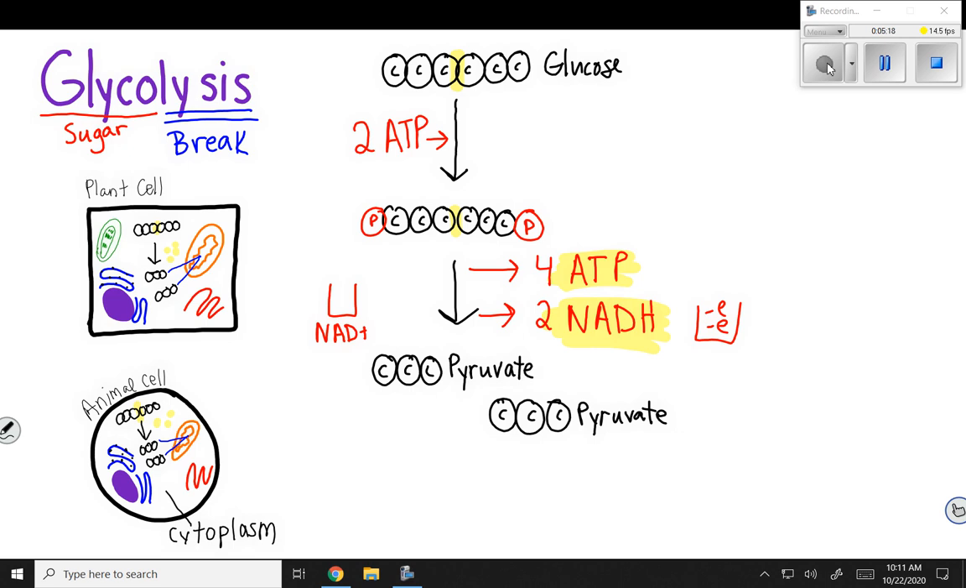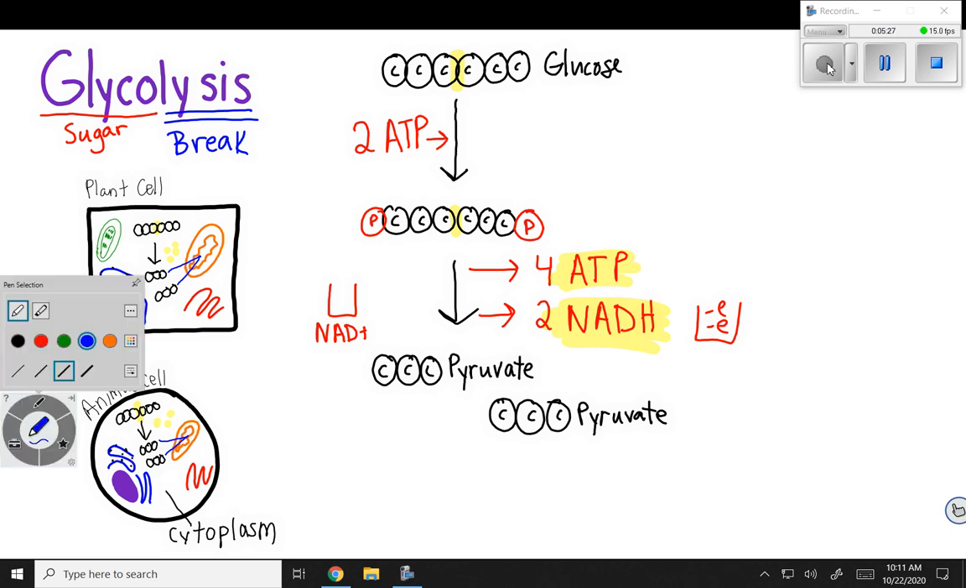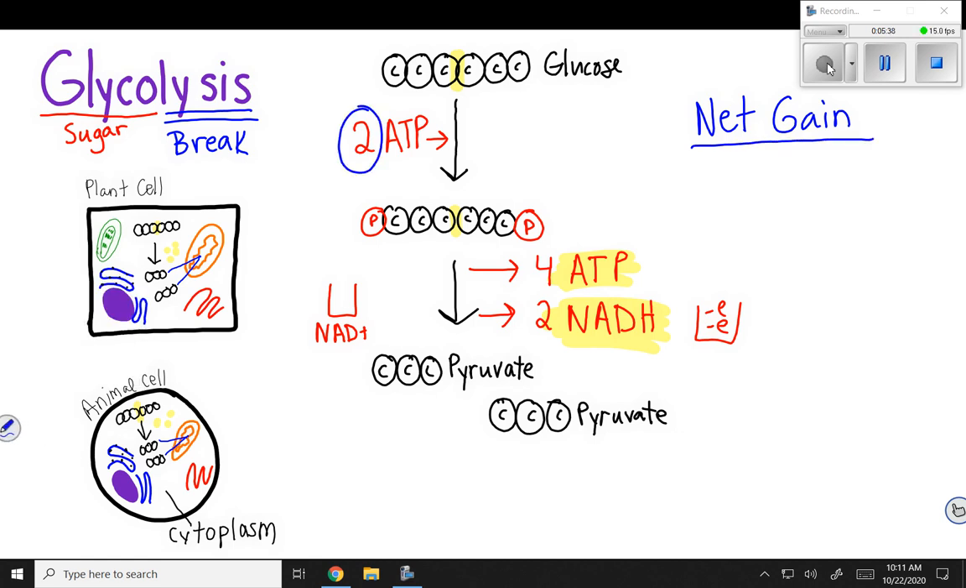Let's look at the big picture, what we have. So glycolysis took energy to happen, right? So we technically don't get to say that we made 4 ATP because we had to put in 2 ATP up here and we get out 4 down here. That means we only get an overall gain of 2 ATP because 2 of them have to go back to replace so glycolysis can continue.